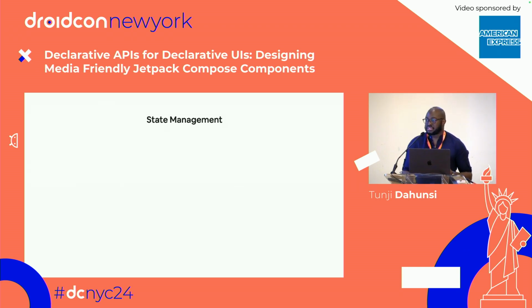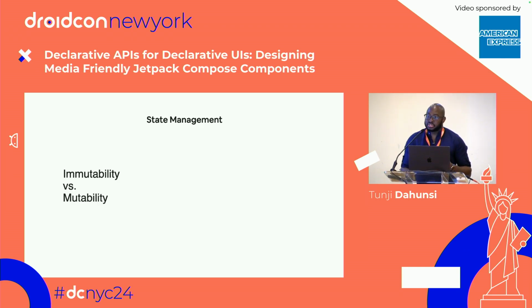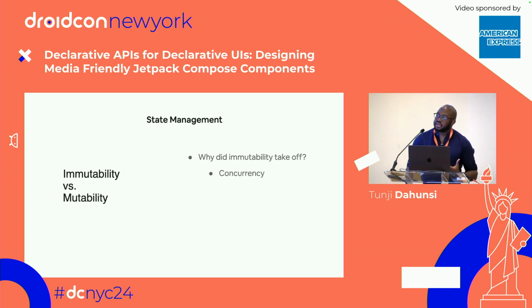Another way these things change is in state management. Now, this is where you start talking about things like immutability versus mutability. And then it's also worth asking, why did immutable state become so popular? Why did it take off? Now, if your answer is in terms of concurrency, where you talk about how it's really difficult to manage mutable state in concurrent environments, well, that is true, but it does come at the cost of garbage collection pressure because you're allocating a lot of objects.